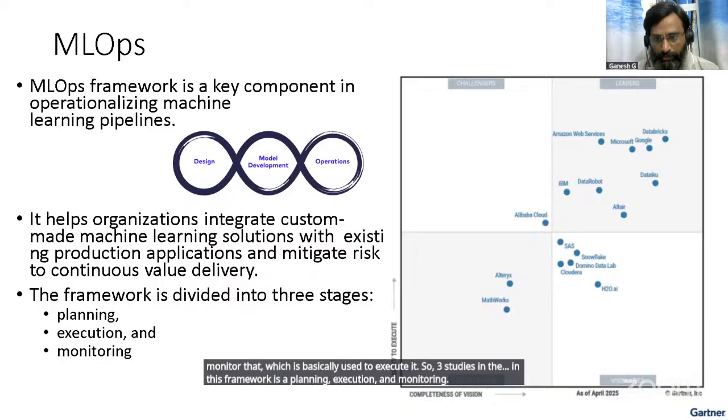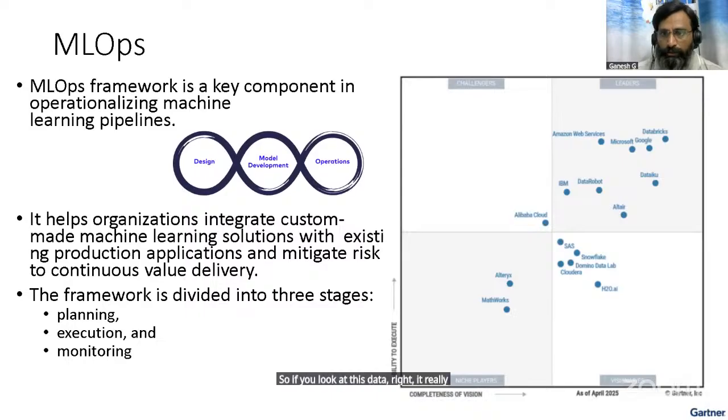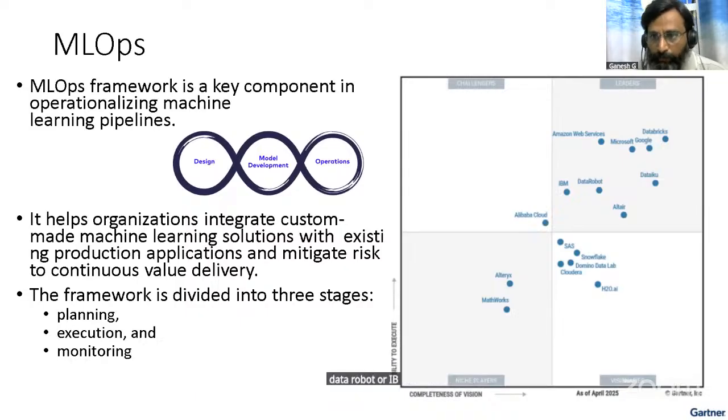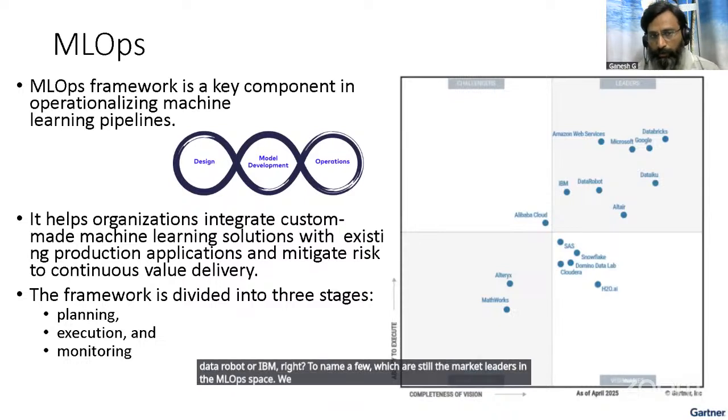So Gartner, this is the April 2025 data, by the way. If you look at this data, it talks about who the market leaders are, who the challengers are, who the niche players are, and the visionaries. As you can see in the Gartner quadrant, you still have AWS, DataRobot, or IBM, to name a few, which are still the market leaders in the MLOps space. We are really talking about ML operations.